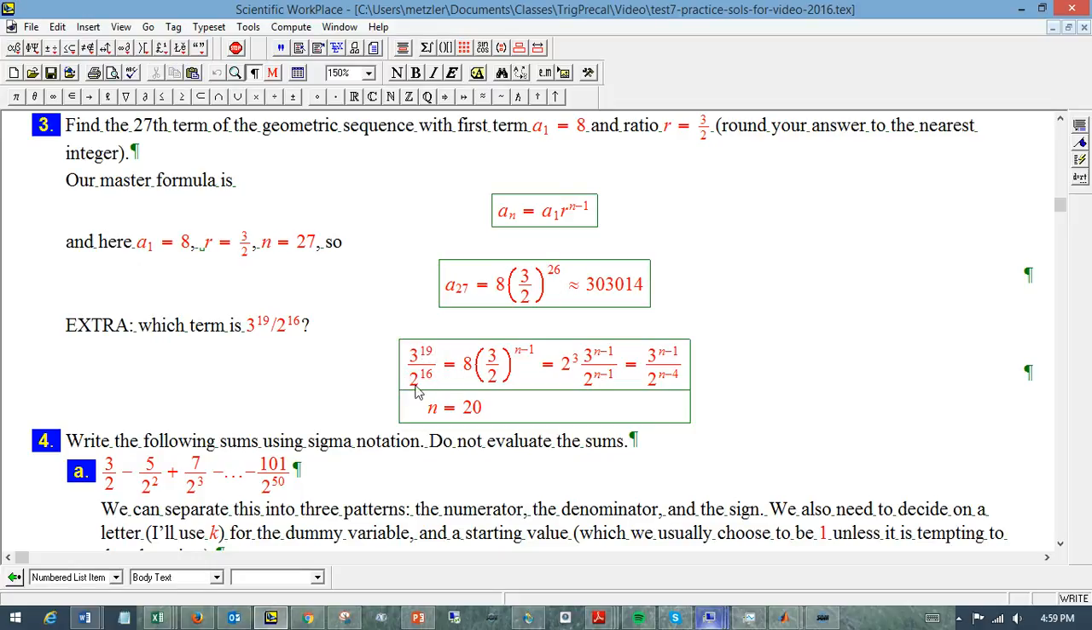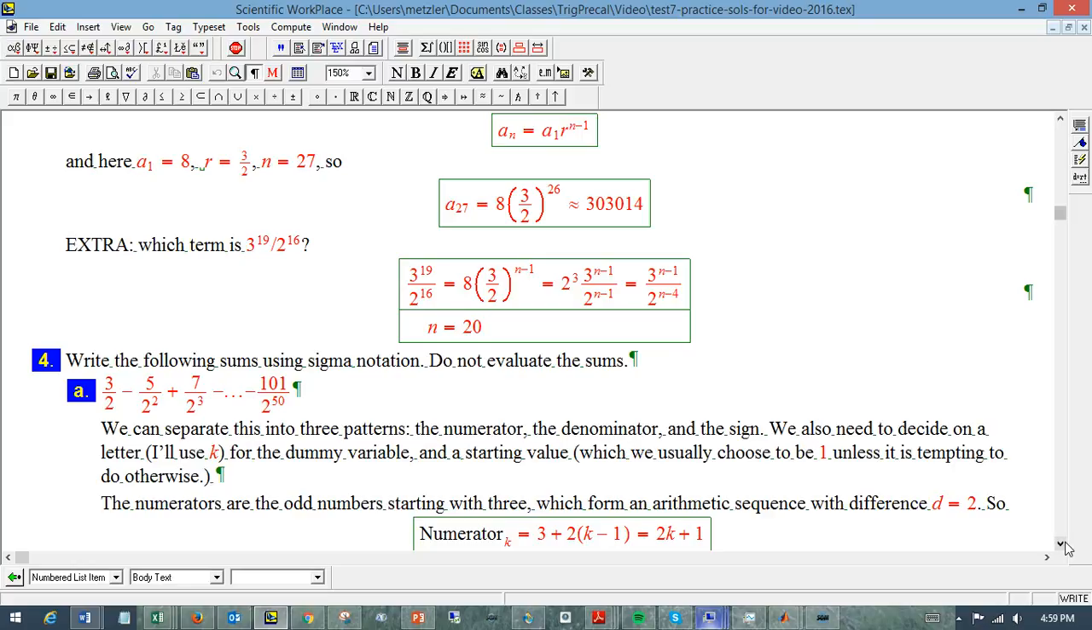One way to think about it is the powers would match top and bottom if it was just 3/2 to a power. The 8, that's 2 to the third, is canceling out 3 of the powers on the bottom. So here n equals 20. And that could be very useful, for example, in a summation problem. Okay, let's do one more. I don't want to make these videos too long.